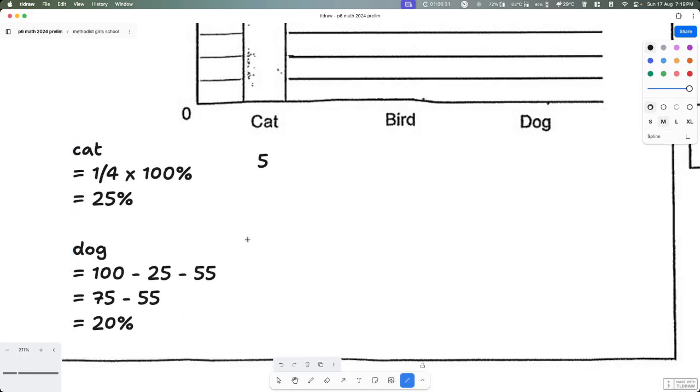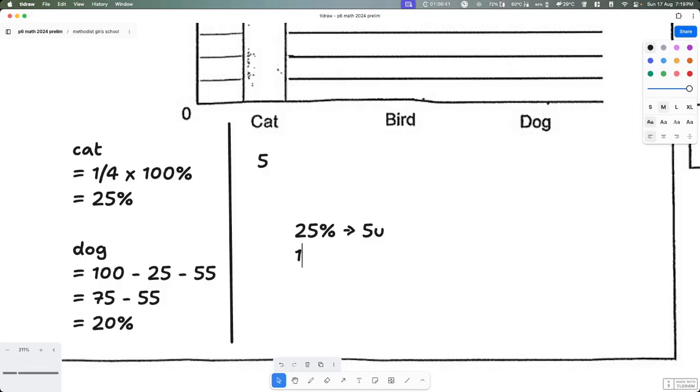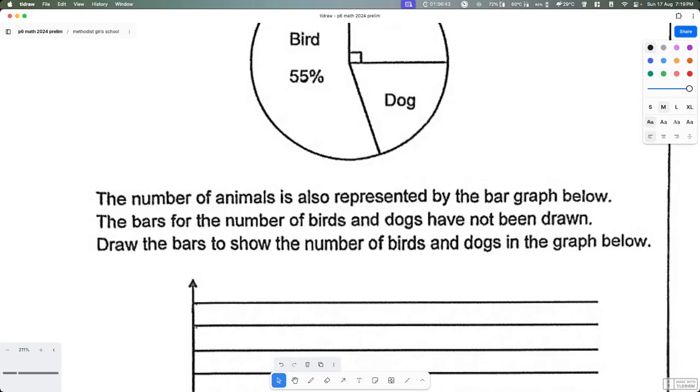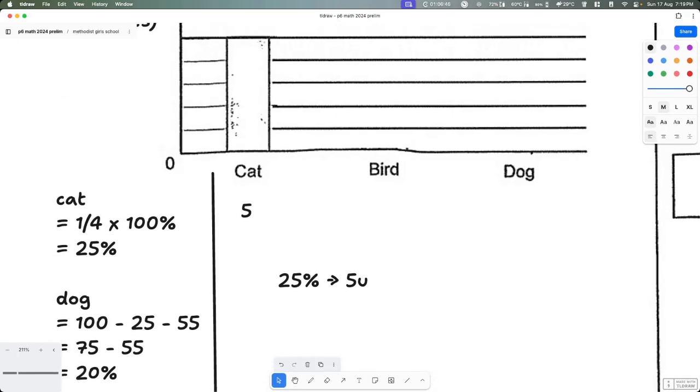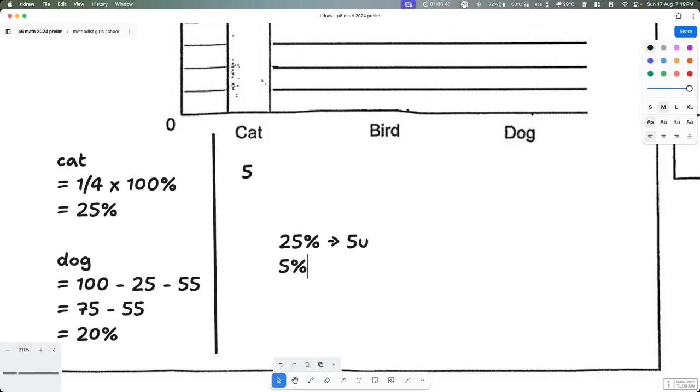So that means, let me just put a line so it's easier. So if 25% is equal to 5 units, I'll put 5%, right? So 5% is equal to 1 unit. So yeah, it's just basically divided by 5.